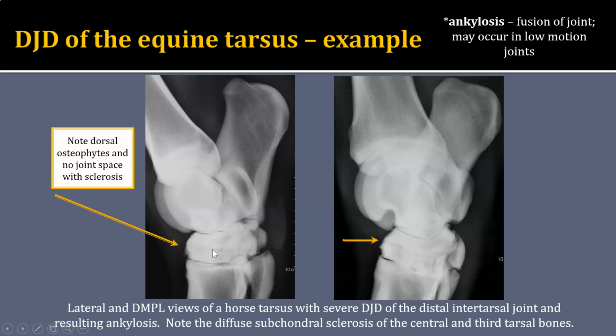And this is more likely to occur in low motion joints. This patient has very mild osteophytes, I believe, here at the tarsometatarsal joint as well. Notice the central and third tarsal bones are just diffusely sclerotic as well.